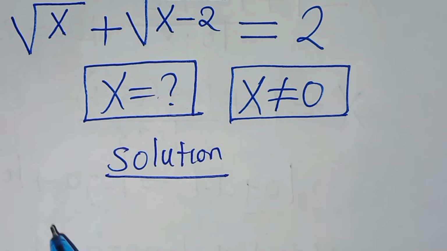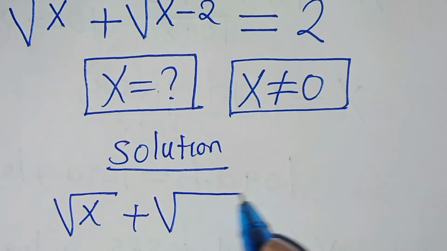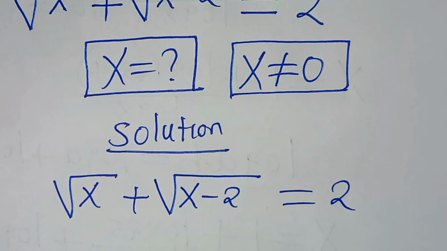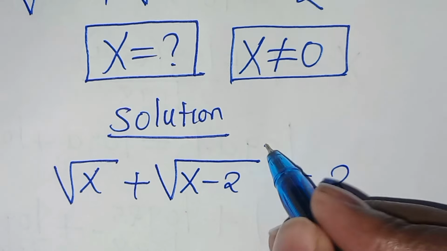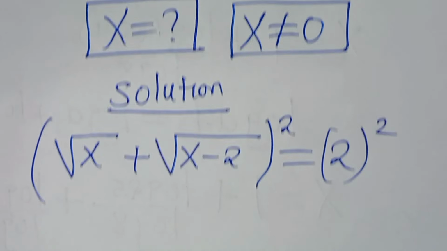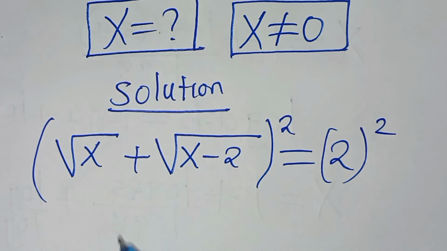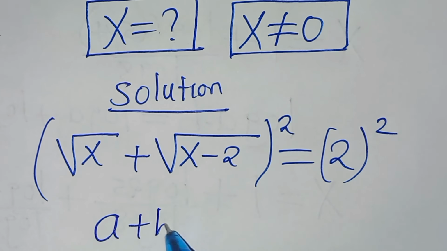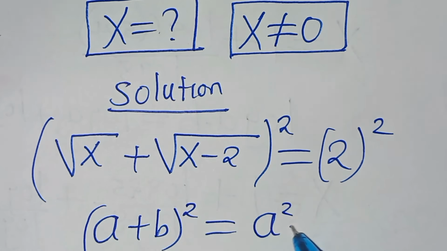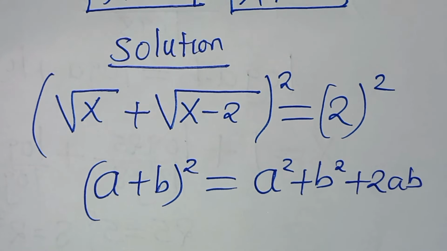So we have the square root of x plus the square root of x minus 2, which is equal to 2. The first step from here is to square both sides. So we have the square root of x plus the square root of x minus 2, squared. This is in the form of a plus b raised to the power of 2, which we can express as a squared plus b squared plus 2ab.